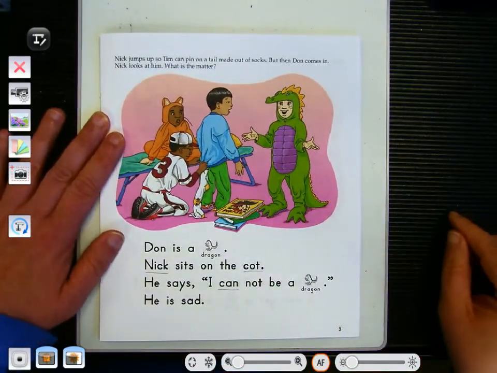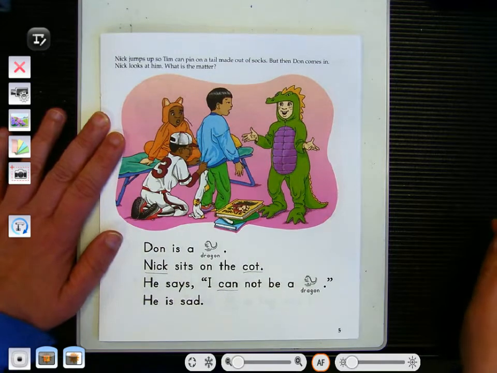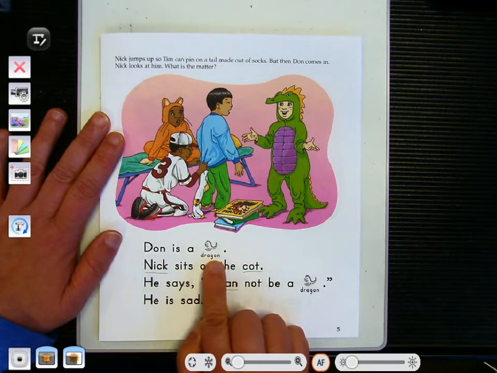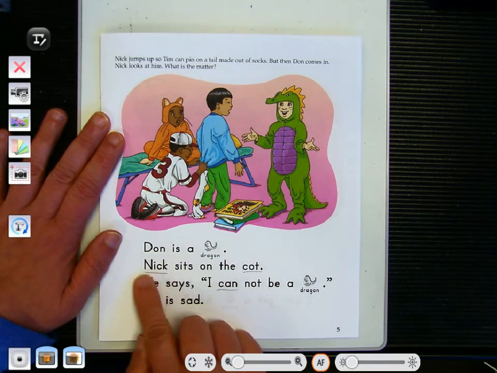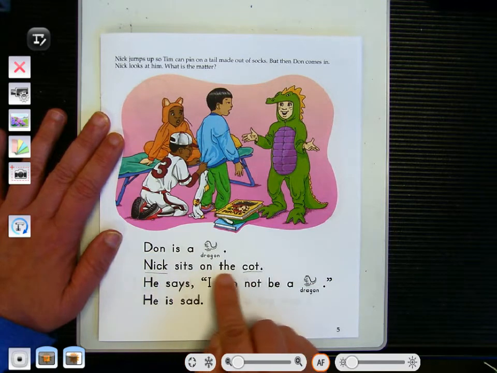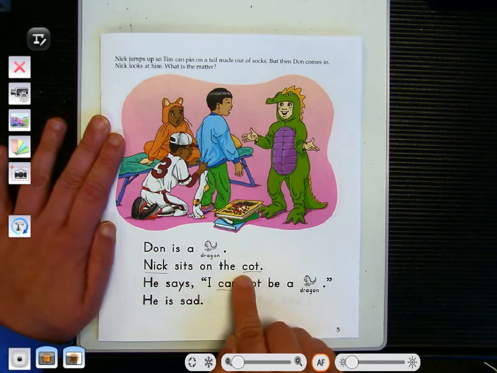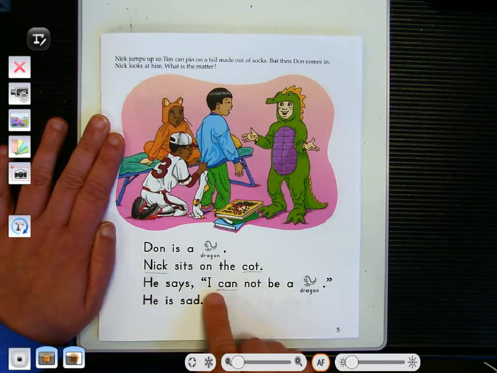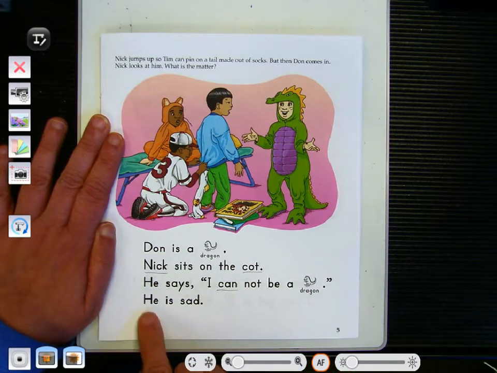Nick jumps up so Tim can pin on a tail made out of socks. But then Don comes in. Nick looks at him. What is the matter? Don is a dragon. Nick sits on the cot. He says, I cannot be a dragon. He is sad. Your turn.